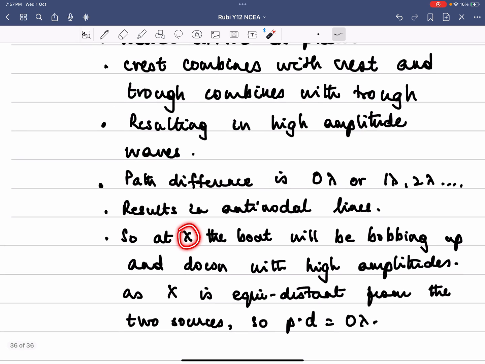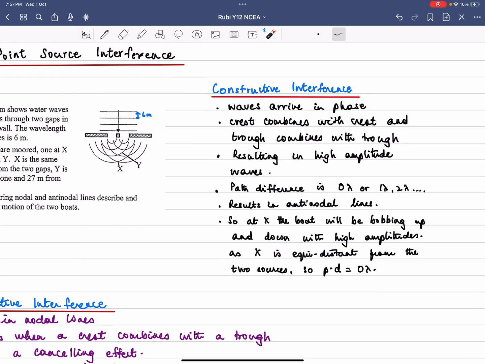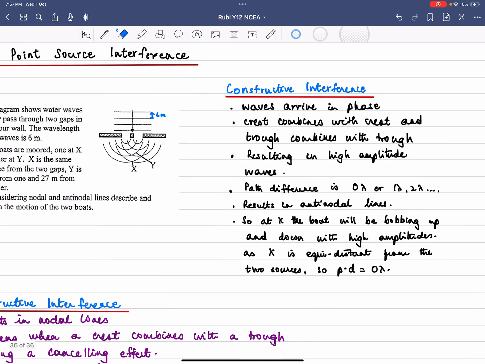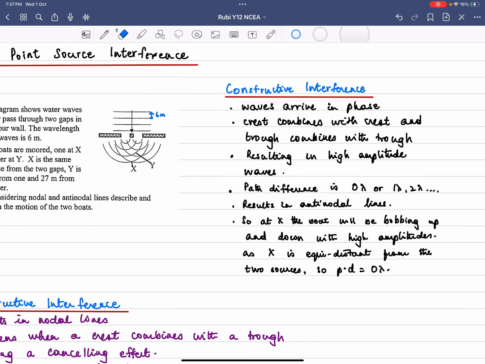So at X, the boat will be bobbing up and down with high amplitude. Why? Because X is equidistant from the two sources, so the path difference is 0 wavelength. So that is for the constructive interference and the antinodal lines.